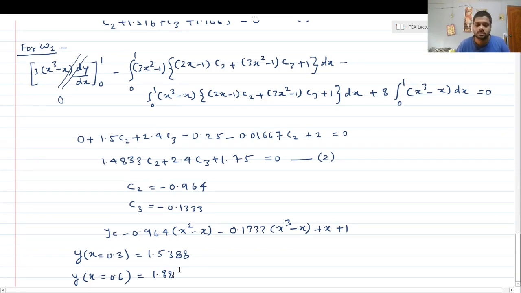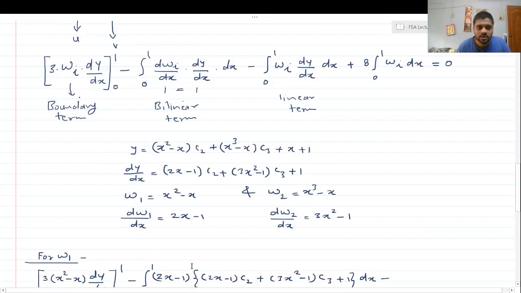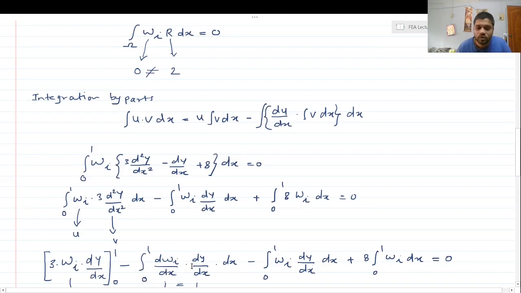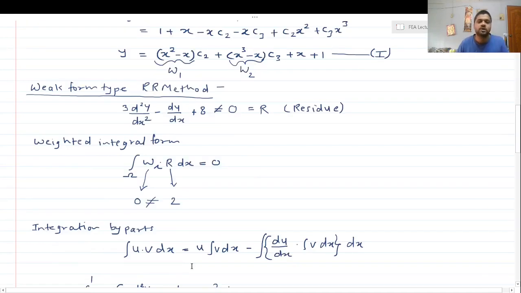So in the error estimations, the method turns out to be the first method among all the weighted residual methods, then followed by Galerkin, and then followed by other methods, when we are trying to compare their answers with the exact solution answers. So that is the biggest advantage. Why is it called a weak form type method? Because it is weakening the differential order of your differential equation or residue equation, unlike the other residual methods where we were not doing that.